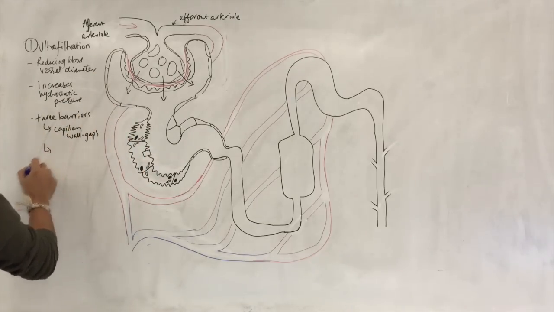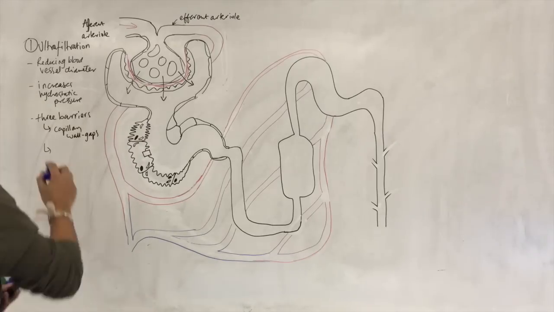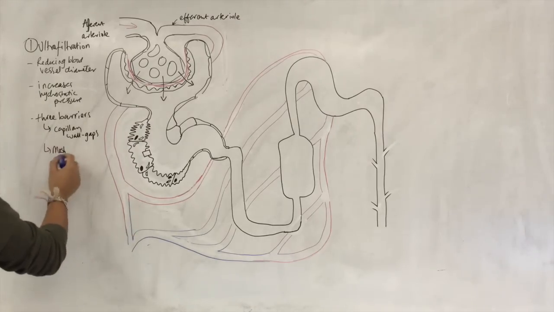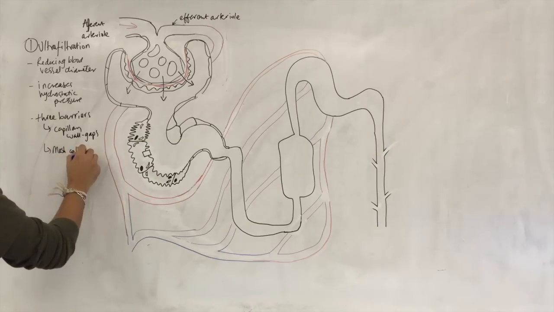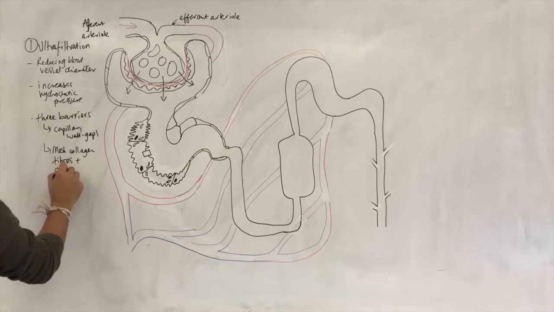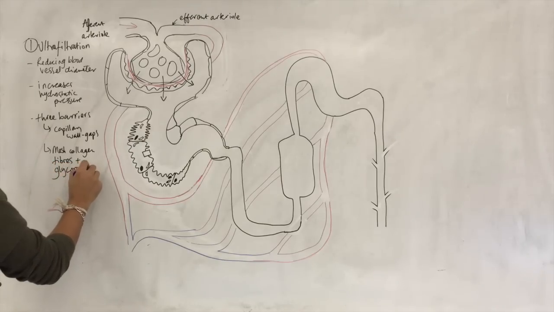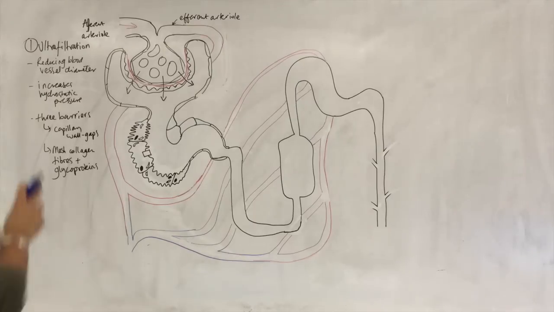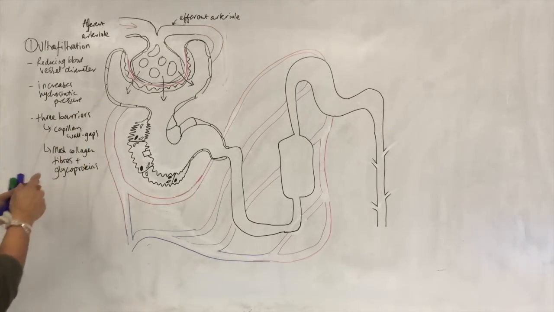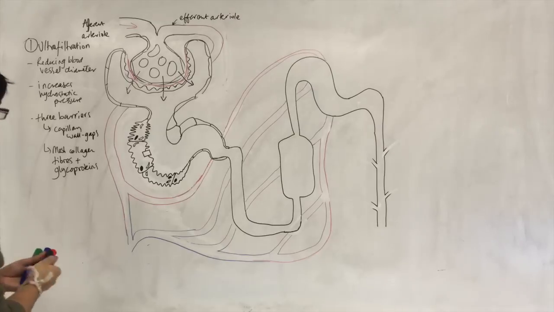The second one is the most important one, and this is the mesh, or the basement membrane, which is formed of a mesh of collagen fibers and glycoproteins. Okay, and because this is really fine, it only allows small things through.